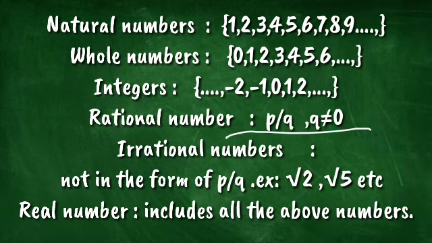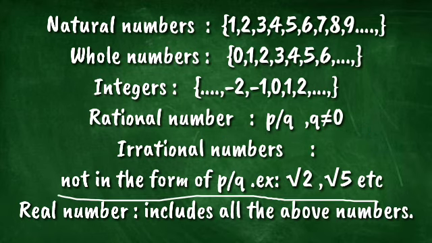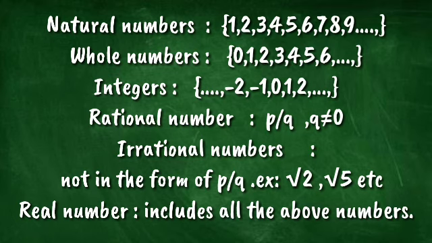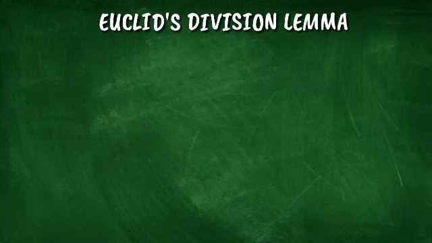Rational numbers are numbers which are in the form of p by q, where q is not equal to 0, and an irrational number is not of the form p by q, for example root 2, root 5 etc. are irrational numbers. So what is a real number? The real number is the number which includes both rational and irrational numbers. So let's start with the chapter, and the first topic is Euclid's division lemma.